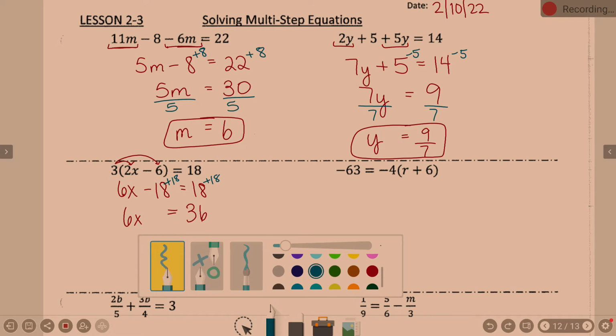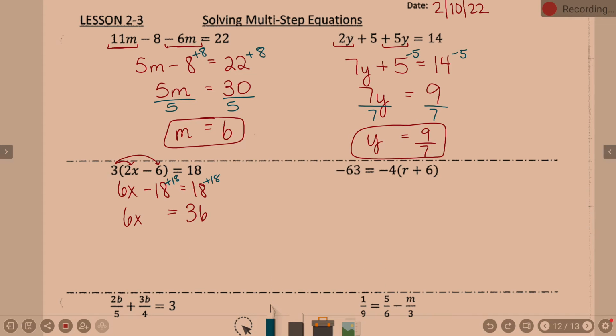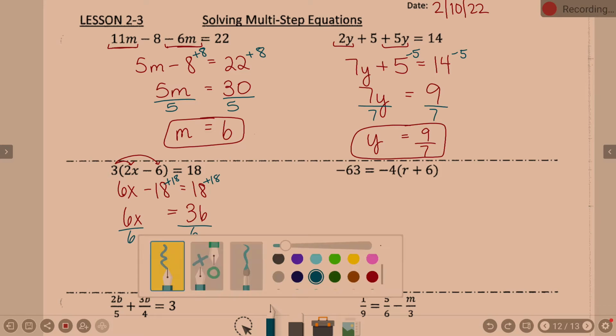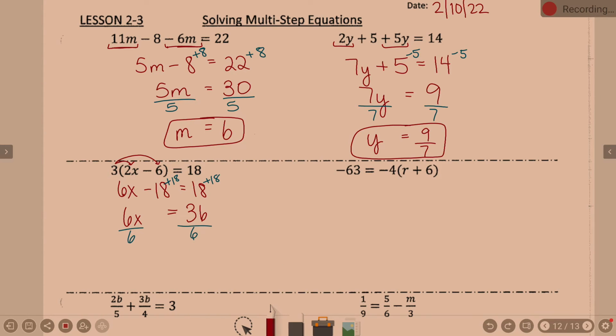I like to teach if it's 6 times x, we're going to divide by 6. And 6x divided by 6 is x. 36 divided by 6 is 6.